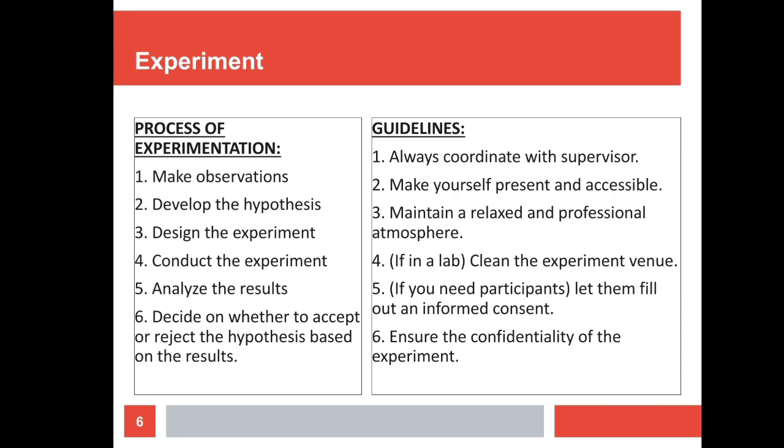Those kinds of things. Number five, let's say you need participants. If you need a participant or participants, let them fill out an informed consent that you'll be doing experimentations to them. And let's say you'll be compensating them for their time and their inconvenience. Number six, ensure the confidentiality of the experiment, whether it may be with or without a participant or participants for that matter. Ensure confidentiality.